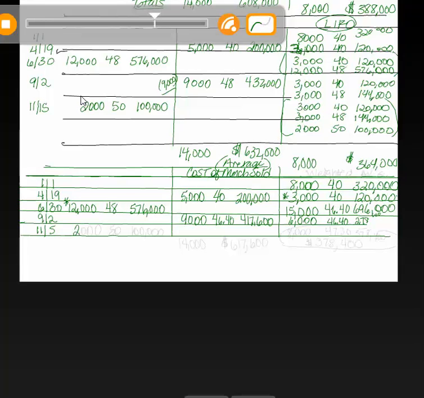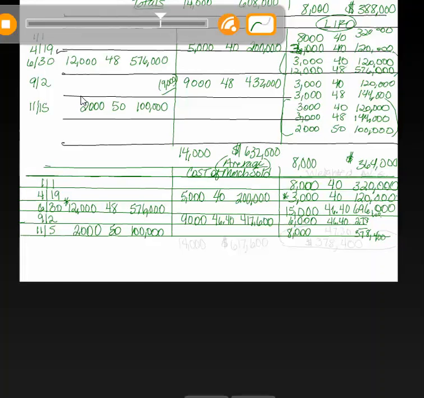November 15th, you purchased 2,000 $50 units for a total cost of $100,000. And every time you make a purchase, you need to recalculate your average. So now you total up your number of units. At this point, you have 8,000 units in ending inventory, and your total cost is $278,400 plus $100,000. So it's $378,400.